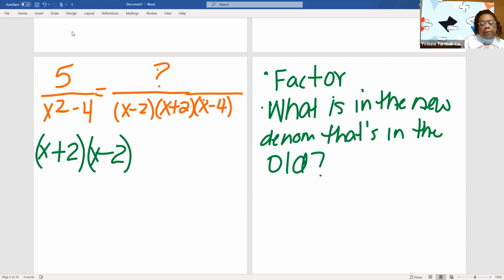Okay, my old denominator, after factored, is x plus 2, x minus 2. This is my new denominator. So if I look in comparison, what is in green that's not in orange? Excuse me, what is in orange that's not in green? X minus 4. So in order for them to get this denominator right here, they had to multiply the green by x minus 4. So that means that's what I have to multiply the top and the bottom by. So this is what it should look like.